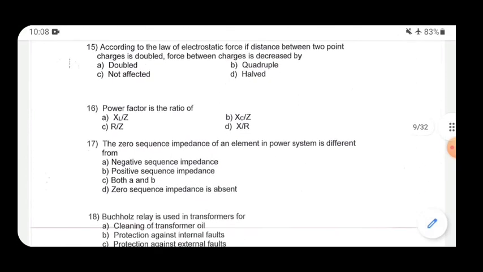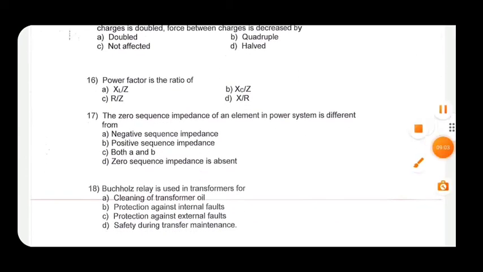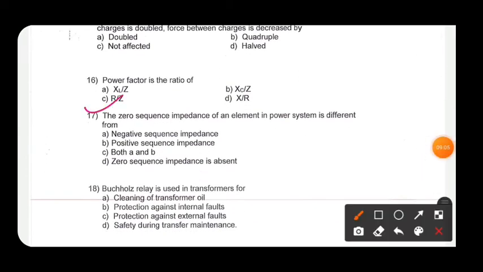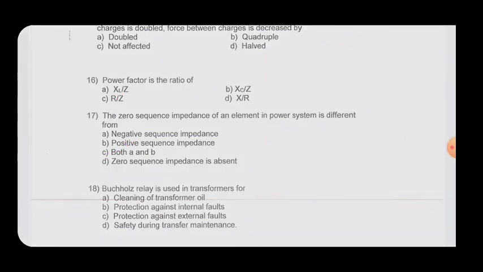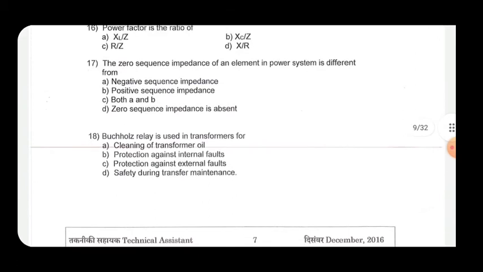Next, power factor is the ratio of R upon Z. This is your common question. Next is the zero sequence impedance of an element in a power system, which is different from both positive sequence and negative sequence, because zero sequence current only flows if, in a star connection system, there is some kind of unbalance. So this is completely different from both positive sequence impedance and negative sequence impedance.